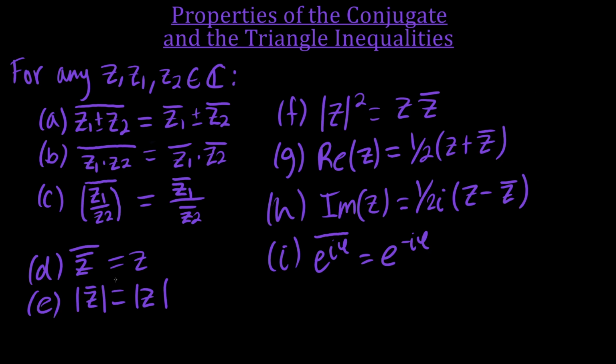Property E says that the modulus of the conjugate of z equals the modulus of z. Property F says that the modulus of z squared equals z times the conjugate of z. Property G says that the real part of z can be expressed as 1/2 times z plus the conjugate of z. Property H states that the imaginary part of z can be expressed as 1 over 2i times z minus the conjugate of z. And finally, property I states that the conjugate of e to the i phi is simply equal to e to the negative i phi.